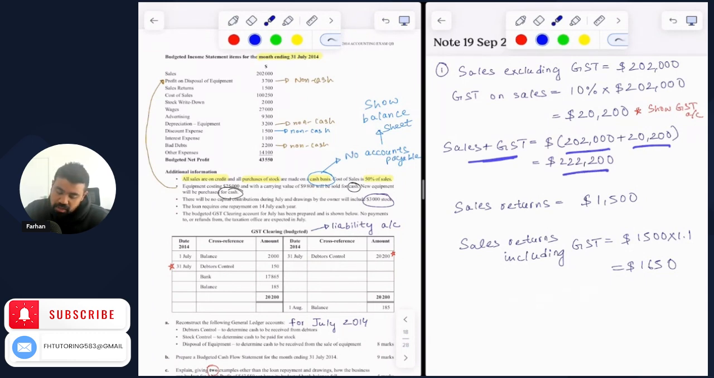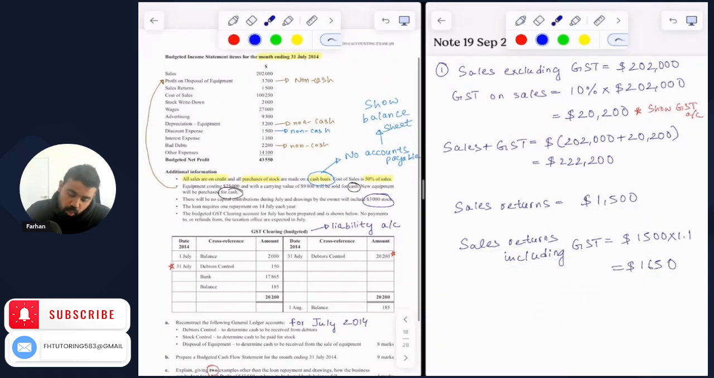$222,200. Then you also have the sales returns, which is what you'll find within the income statement, and that is $1,500, right? Now, whenever there is a sales returns, we also need to reduce the GST that we expect to collect from these sales. So the GST on the sales would have been $150, which would have been calculated by multiplying 10% on 1,500. So altogether, the sales returns calculation, including GST, would give us $1,650. Okay. Now, how do we show this within the accounts receivable ledger account?